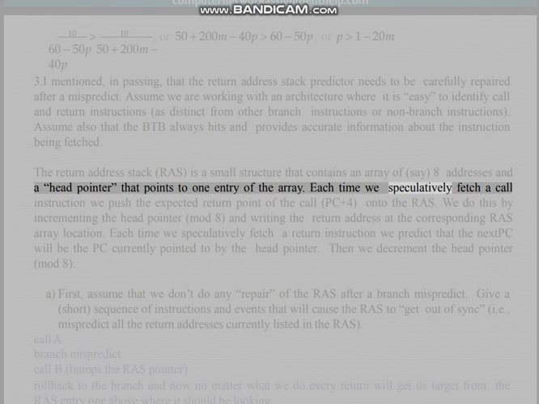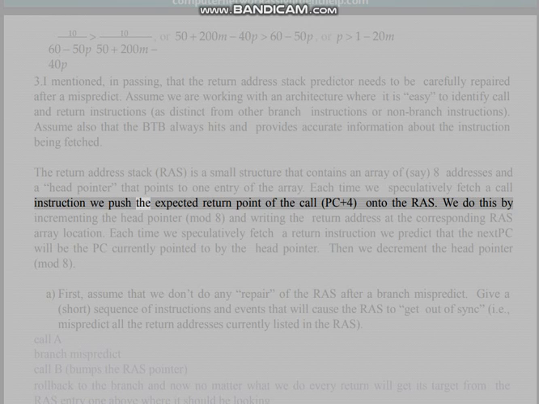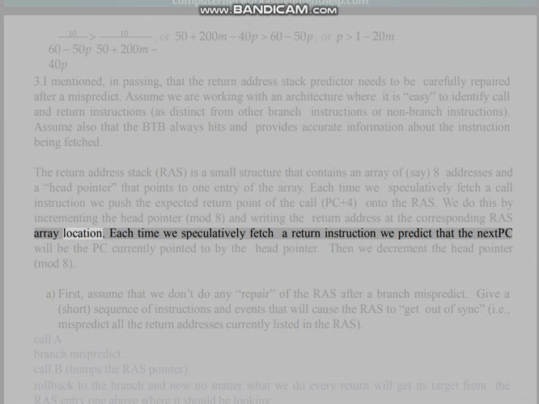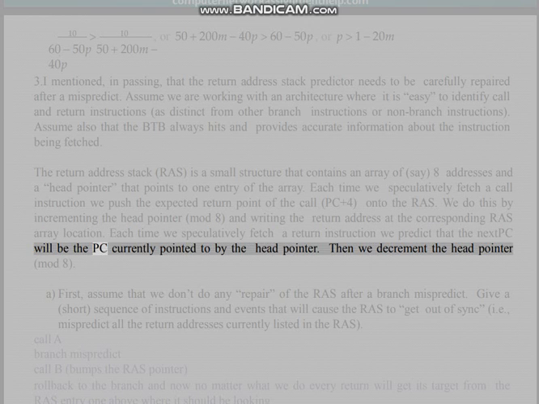Each time we speculatively fetch a call instruction, we push the expected return point of the call, PC plus 4, onto the RAS. We do this by incrementing the head pointer, mod 8, and writing the return address at the corresponding RAS array location. Each time we speculatively fetch a return instruction, we predict that the next PC will be the PC currently pointed to by the head pointer. Then we decrement the head pointer, mod 8.